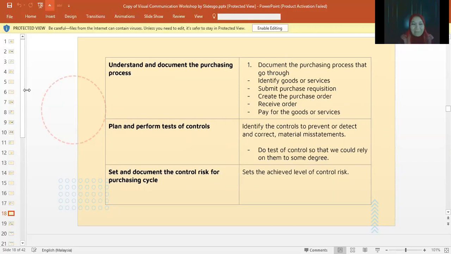And second is plan and perform tests of controls. Management needs to identify the controls to prevent or detect and correct the material misstatement, such as to do tests of controls so that we could rely on them to some degree. And the last one is set and document the control risk for the purchasing cycle. So for this one we need to set the achieved level of control risk.